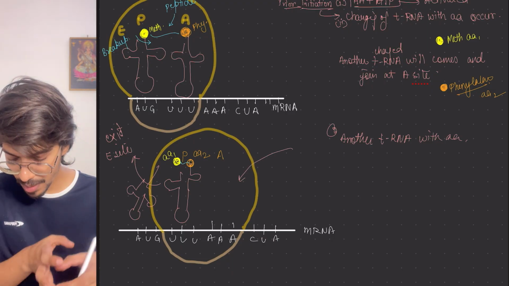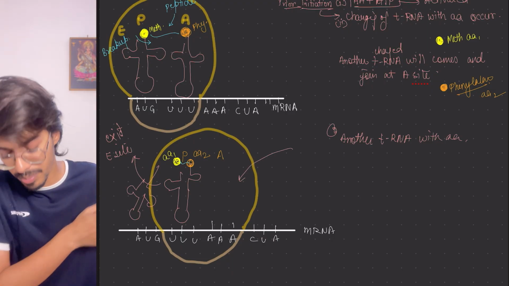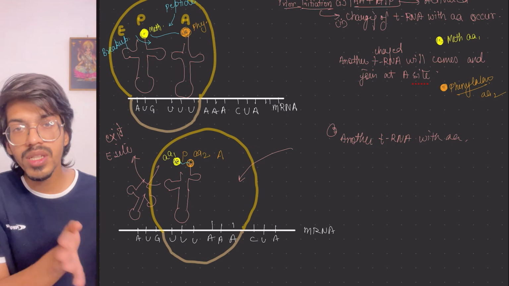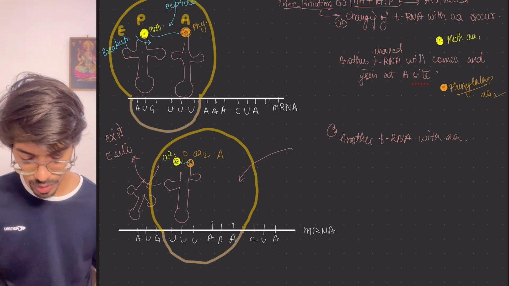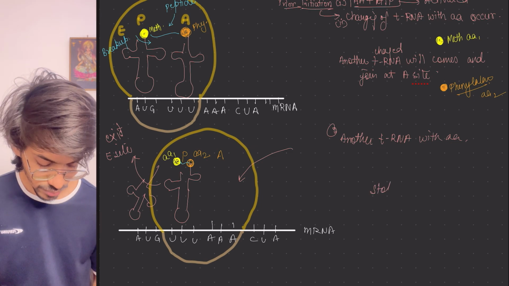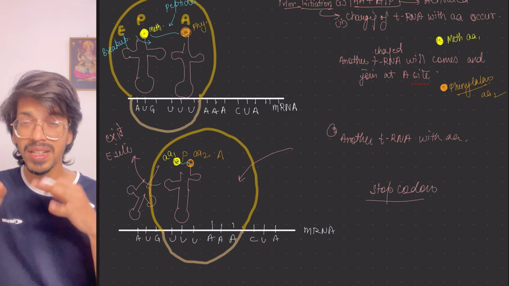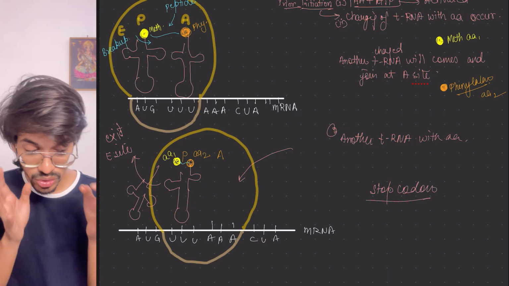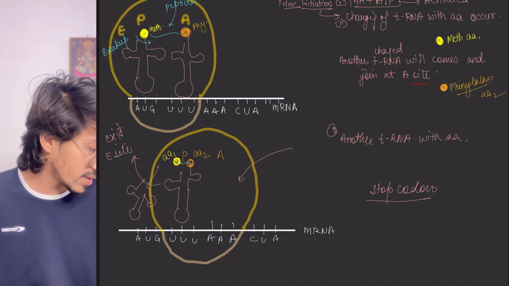Like this way, what will happen? This process will keep on going and a long chain will keep on forming until there will be what? Stop codon. I hope you would have understood a little bit from it. This is about the translation.